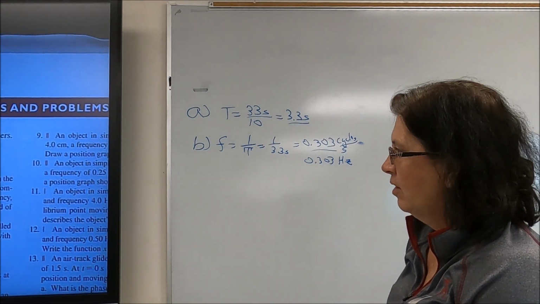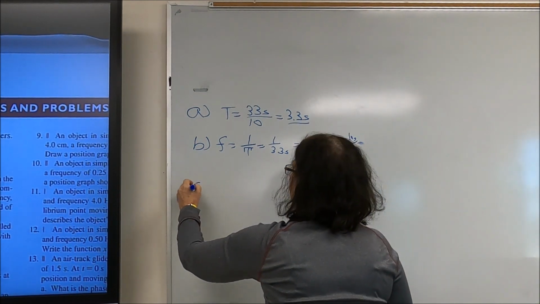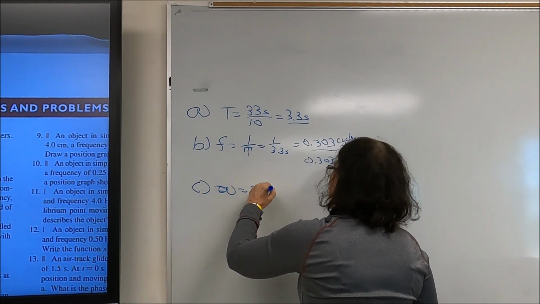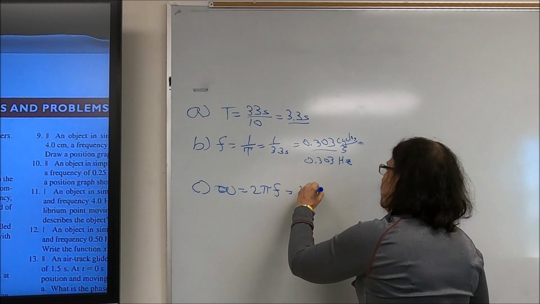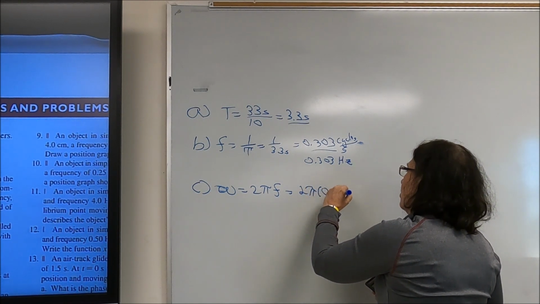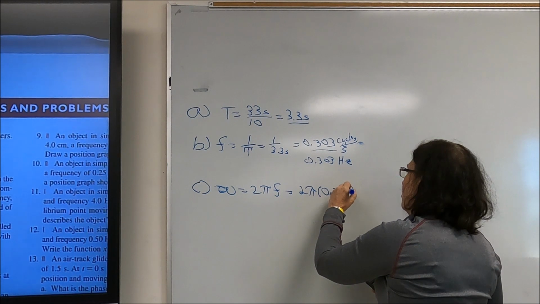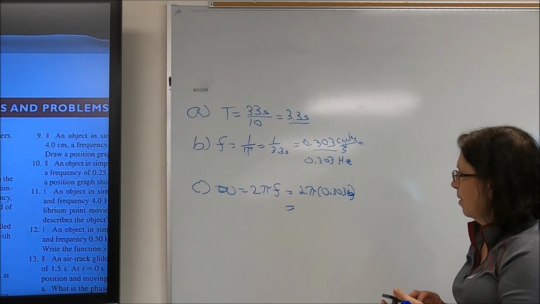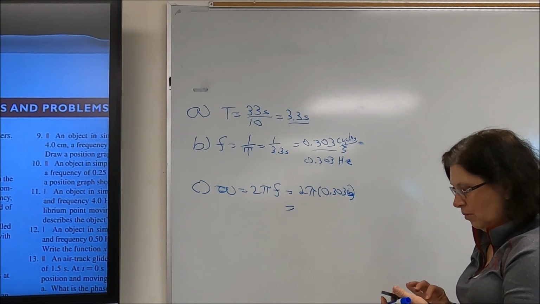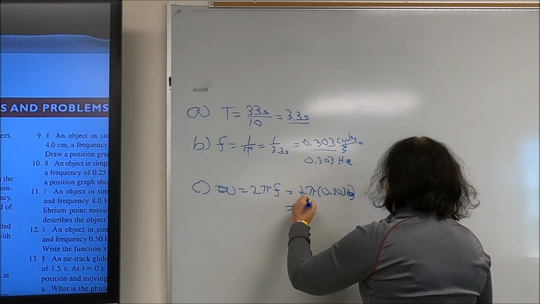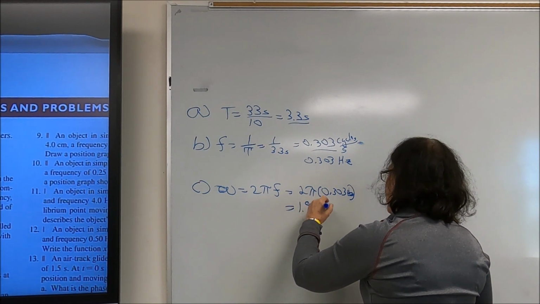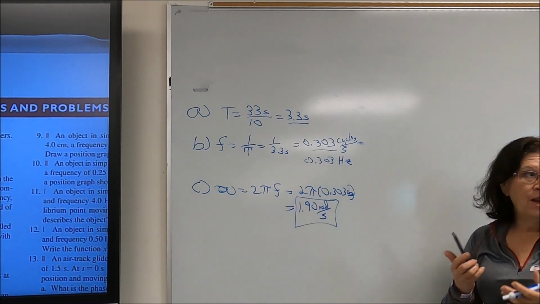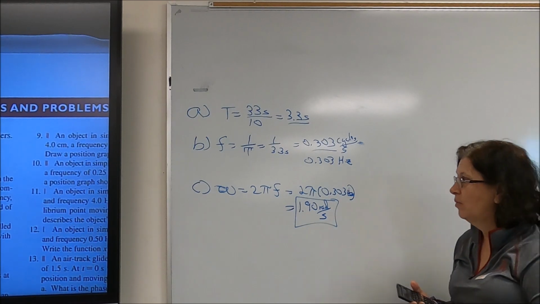Okay? The next thing the problem asks us is omega. Omega is 2 pi f, so it's going to be 2 pi times 0.303 cycles per second, or hertz. So 0.303 times 2 times pi is 1.90 radians per second. Okay? A cycle and a radian are both made up units. It's just to help remind us what we're dealing with.